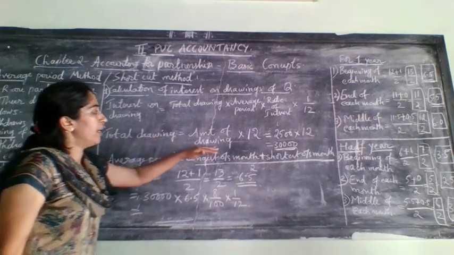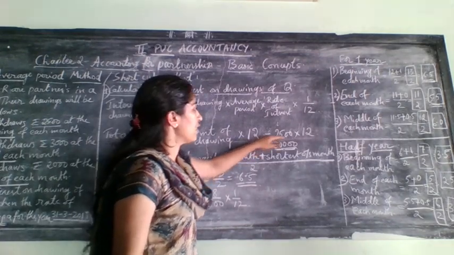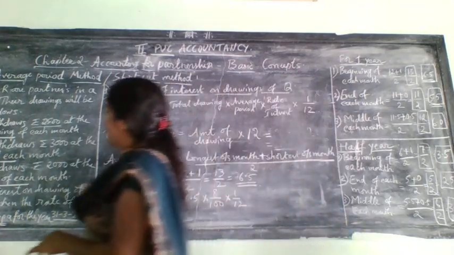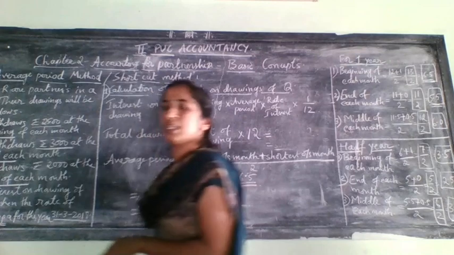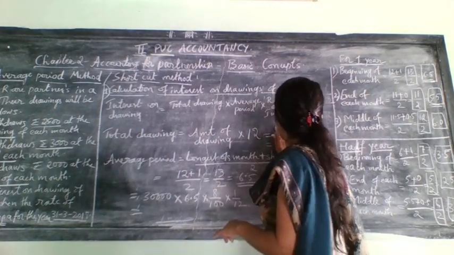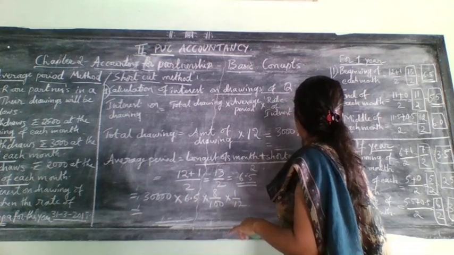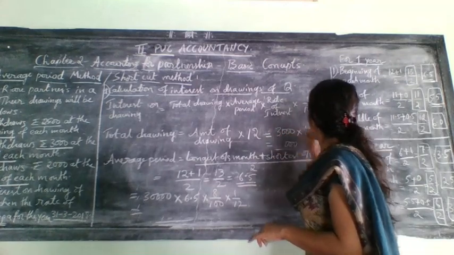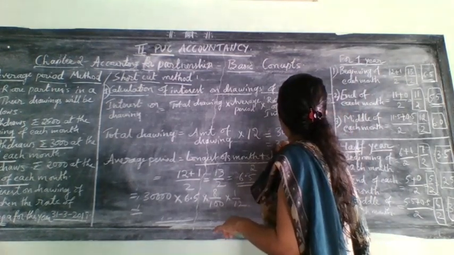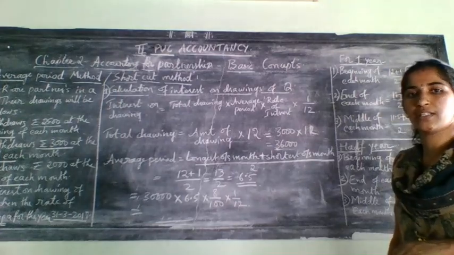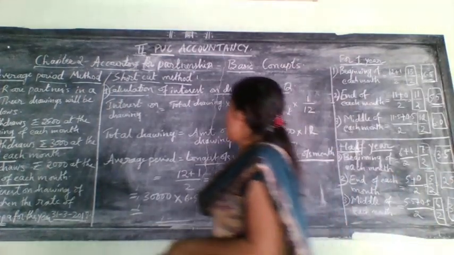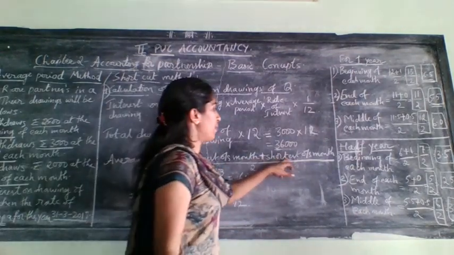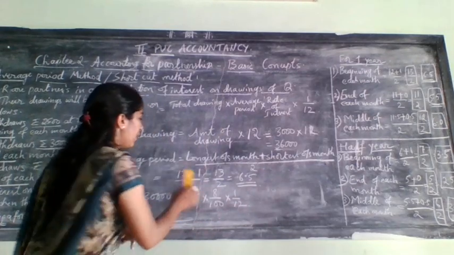That's why you need to write total drawing first. Find out total drawing: amount of drawing into 12. It is not 2,500 now. What is the amount of drawing here for Q? It is 3,000. So here it will come 3,000 into 12. It will come 36,000. Now average period. Average period is equal to longest outstanding month plus shortest outstanding month divided by 2.